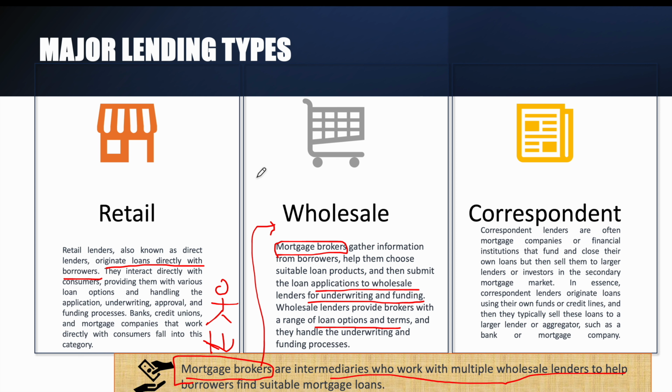Now the question comes: if a borrower goes to a retailer or to a wholesaler, which would be cheaper for him? Essentially, they both would be the same for him. But if he goes to retail, he would be going to one bank at one time. But with wholesale, if he goes to a site, he would be able to see multiple options, and thereby he or she can choose what is most relevant and cheapest for him.